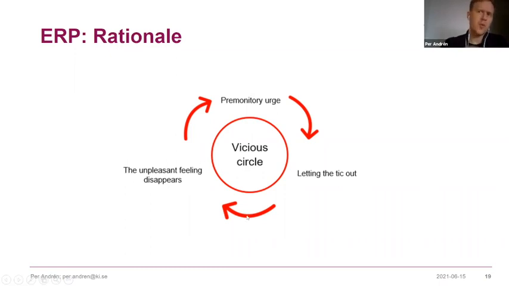So now we're moving over to the rationale for treatment, how to explain the treatment to the patient group. I'm not saying that this is actually how it works, like the mechanism or something like that, but it is a good way to explain it to the patient: that they're kind of trapped by the premonitory urges, and what we want to do is try to refrain from letting the tic out, trying to suppress the tics, and just let the premonitory urge be and see what happens with it. It might disappear, it might weaken, or it might still be there, but at least they will get better control over their tics.